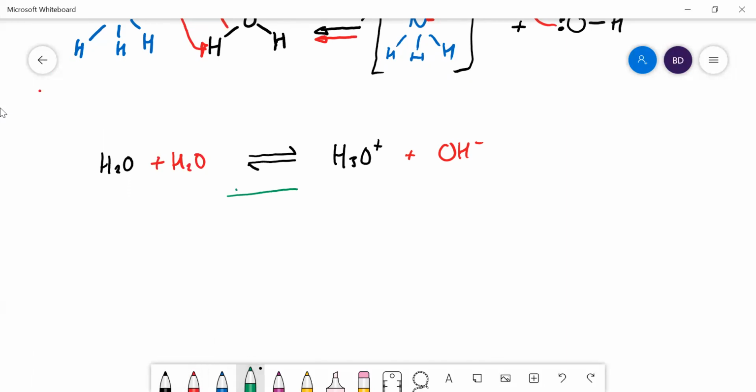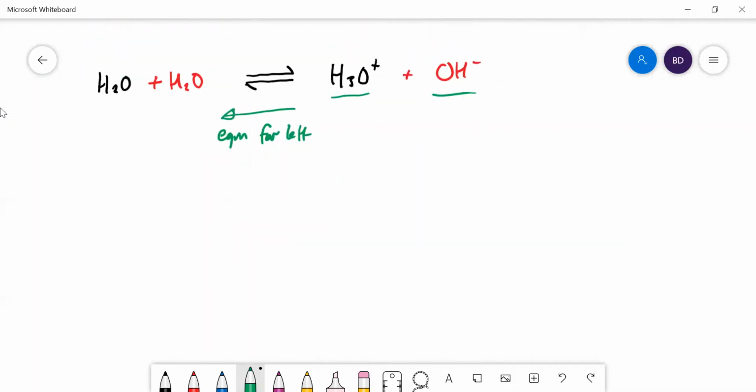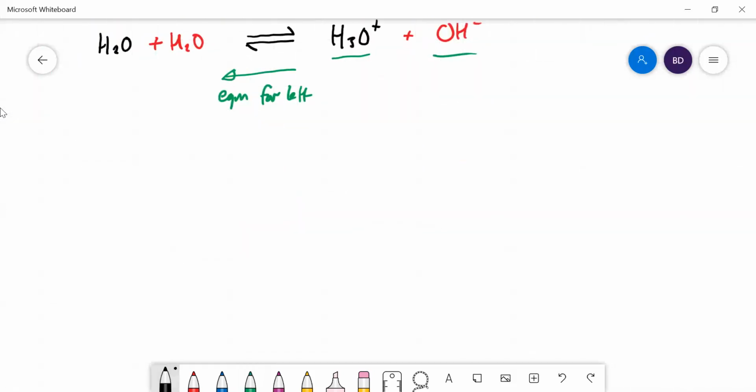Okay, so the equilibrium is far to the left. In fact, it's about 1 in 10 million water molecules that actually does this reaction. Most of it is just as H2O, a very small proportion of these two. Okay, but let's draw that as a curly arrow reaction mechanism then. So what we've got, a black H2O, and we've got our red H2O.